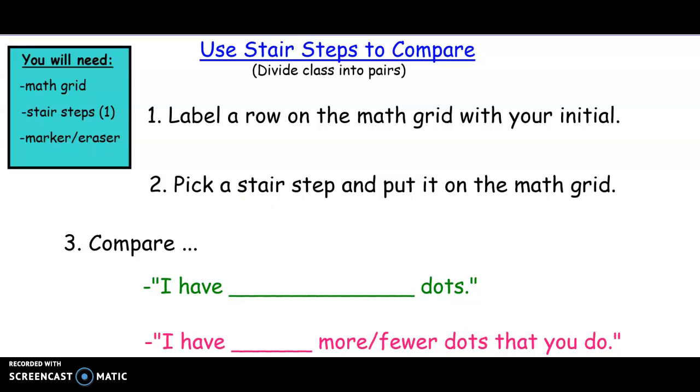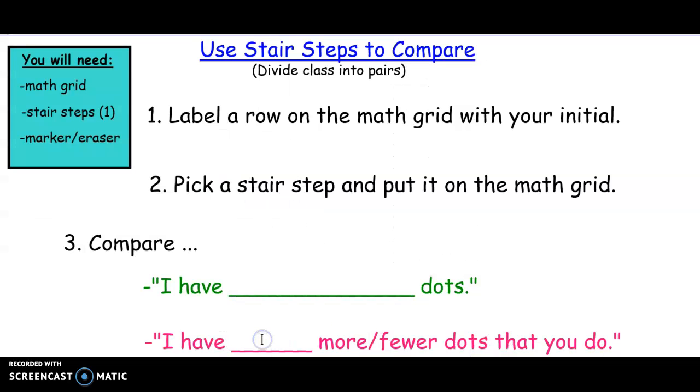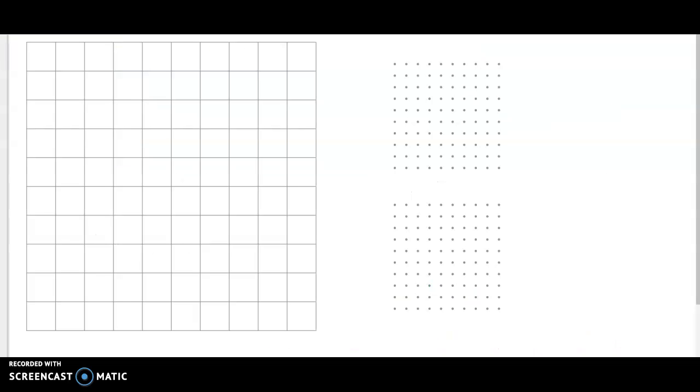All right, so now you're going to need your math board, which looks like this. And for in-class students, if you have your stair steps, we will use those. And at-home students too, if you have your stair steps. But I know that was from the very first lesson, so if you don't have them anymore, you can't find them, that's okay. We have a way to adapt. So first things first, we're going to label a row on our math grid with your initial. Okay, so we're going to go and do that.